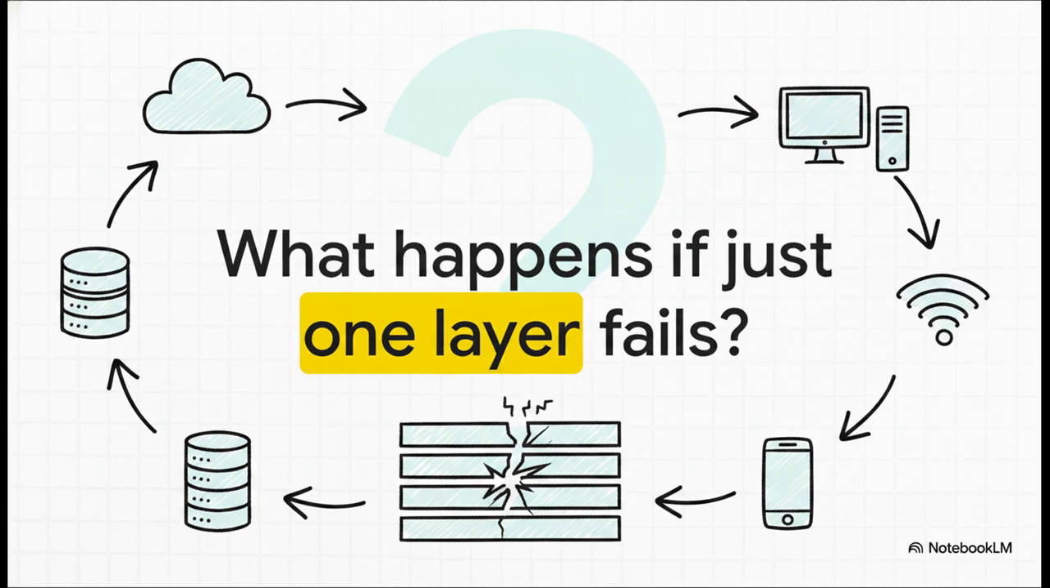But what happens when just a single link in this incredible 7-layer chain breaks? And honestly, how many layers were crossed just to stream this very explainer to you? Keep that invisible symphony of engineering in mind the next time you plug in.